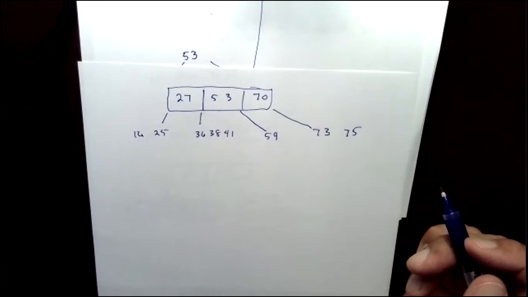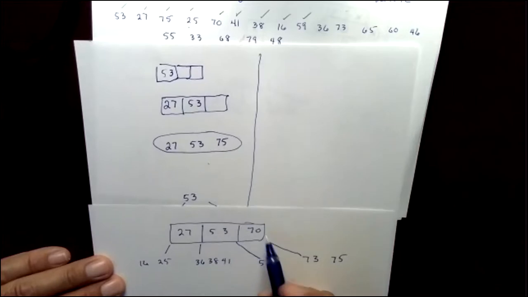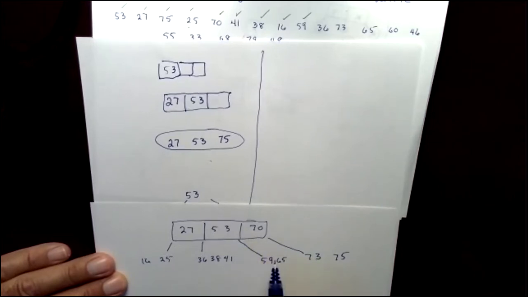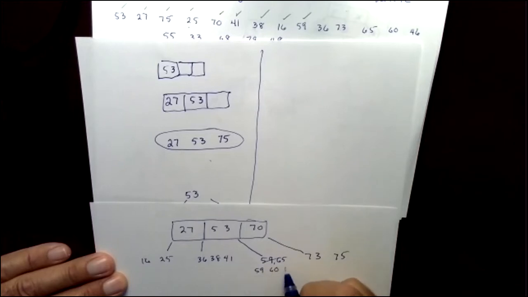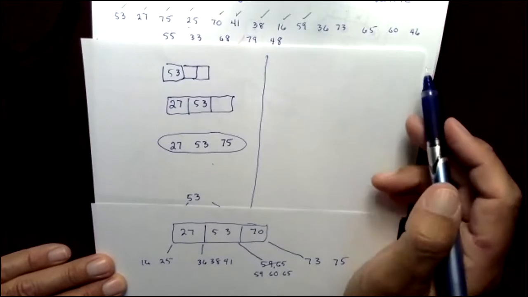Okay. So far, so good. What else do I have? A 65. Where does 65 go? What's going to go in here with 59? I have a 60. That's going to go in here. 59, 60, 65. I have a 46.